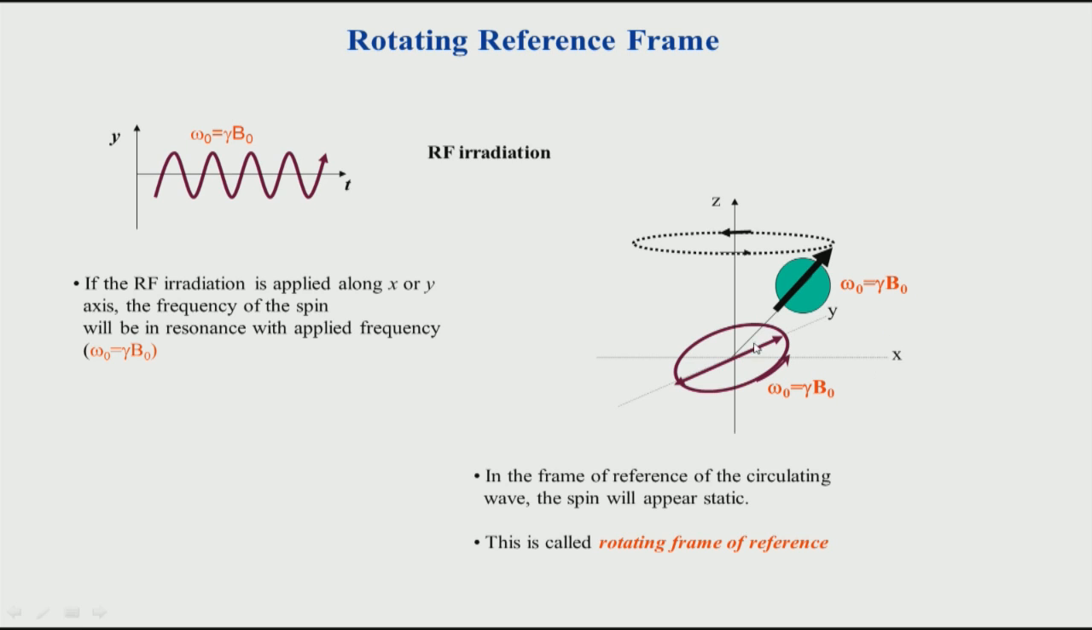So, the same thing is happening here. If you go to the rotating frame of reference, a frame of reference rotating with this magnetic field, in that particular frame of reference, this spin looks static. This is called on resonance. When we do that, this spin now starts moving around this magnetic field.